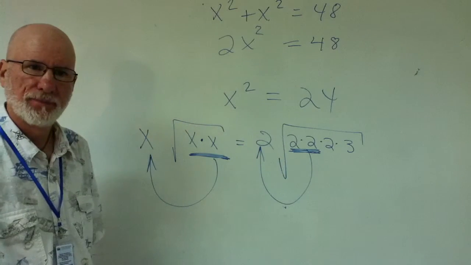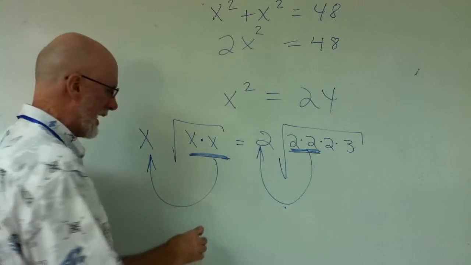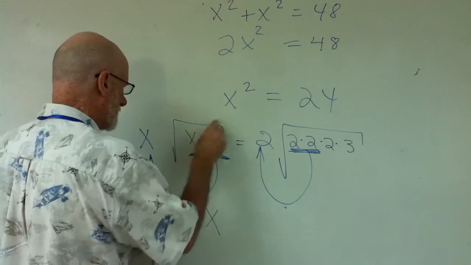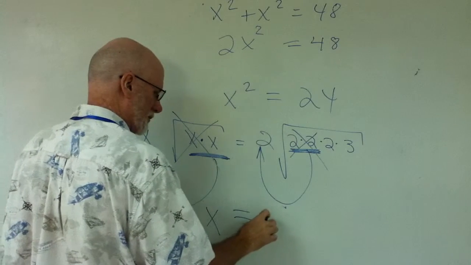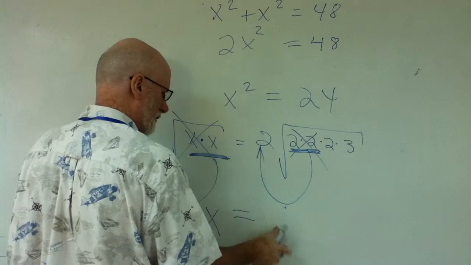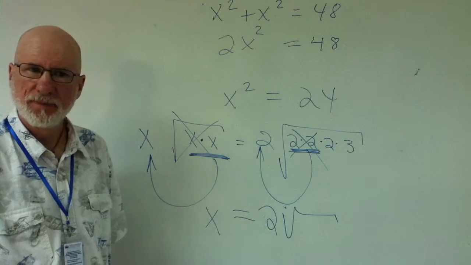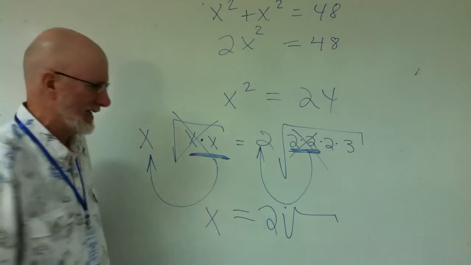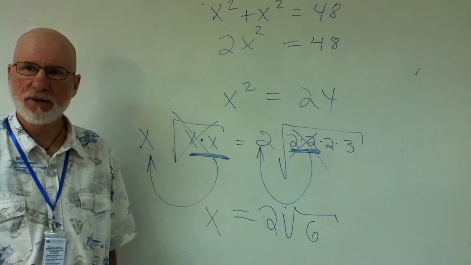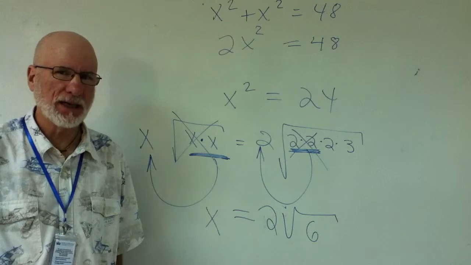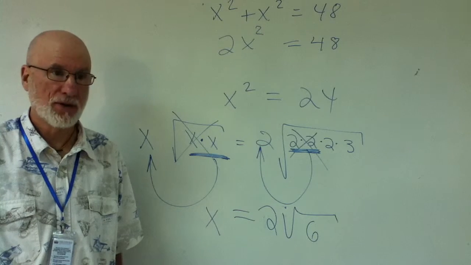Now what? X. That's the X. There's my 2. What's left inside? 2 times 3. What's 2 times 3? 6. 2 root 6. Is that okay? Not particularly pretty looking, right? Not pretty. But okay, right?